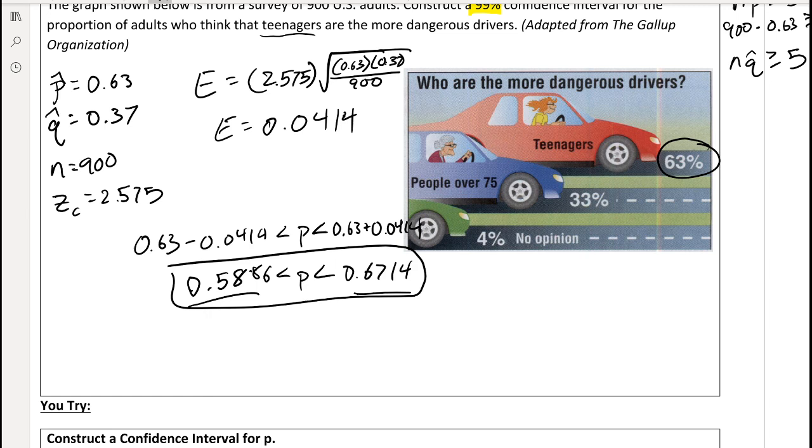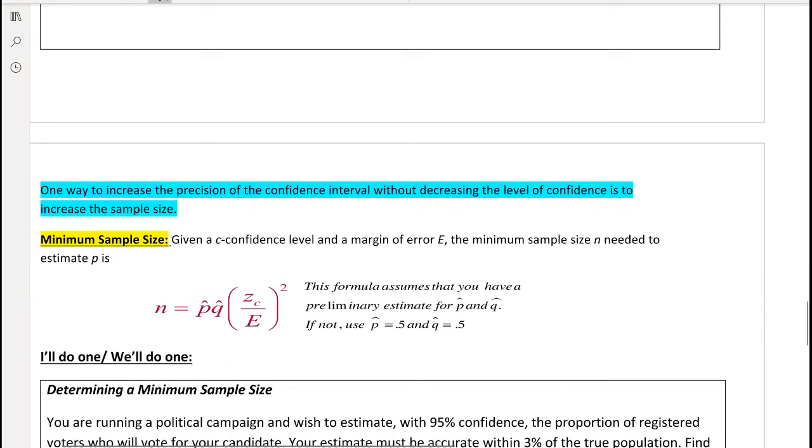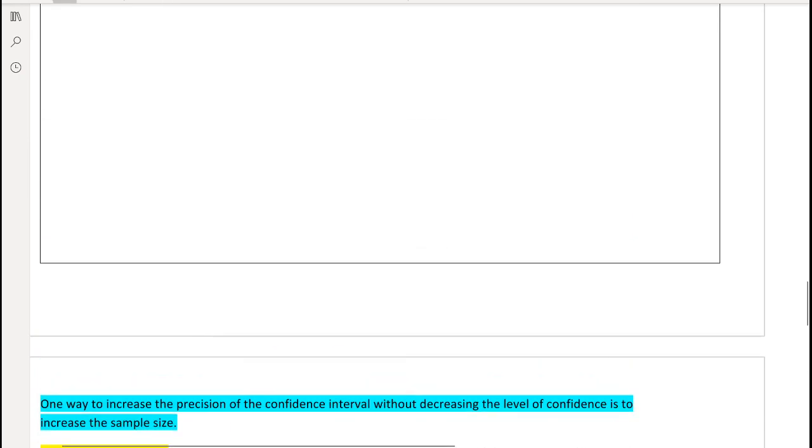And with that, that's pretty much it for today, guys. We're going to be wrapping this up next time. There's only one more thing left, which is how to calculate the minimum sample size. We'll do that next time, all right?